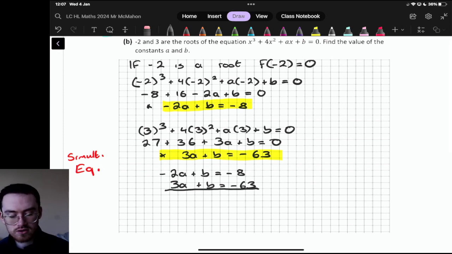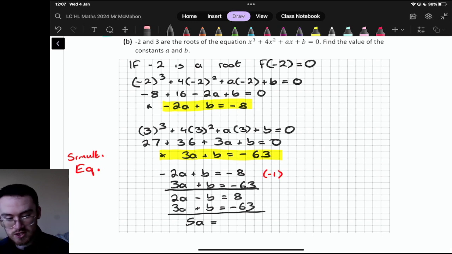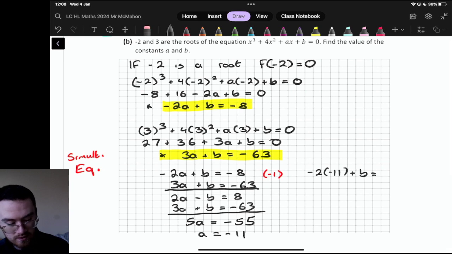Okay, the easiest thing to deal with here is probably the b. So let's multiply the top equation by minus 1. We get 2a minus b is equal to 8. 3a plus b is equal to minus 63. We should be able to do a simultaneous equation fairly well ourselves. So 5a is equal to minus 55, and a is equal to minus 11. Then we sub back in for that value of a. And again, this should be something that we're fairly confident with. We get that b is minus 30. Those are my two answers. So b is minus 30, a is minus 11.